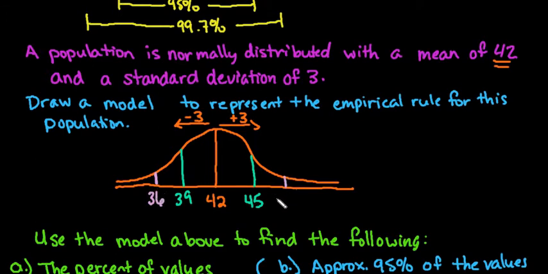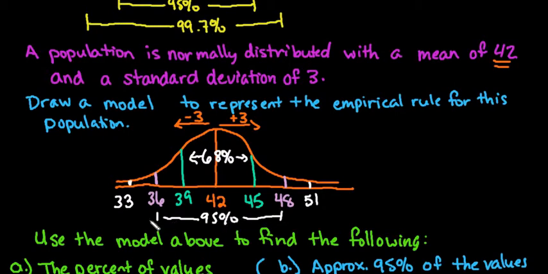Okay, going to the right, we would add 3, so that would put us at 48. And then our last one, if we add 3 again, that would put us at 51, and if we subtract 3, that would put us at 33. So when they ask you to draw a model, this is what they're looking for, and remember that we can say that approximately 68% falls here, approximately 95% falls here, and then the 3 standard deviations is 99.7%.